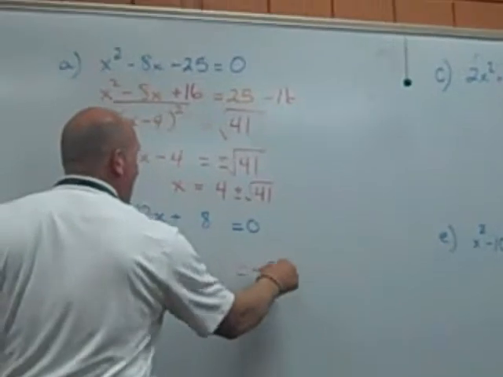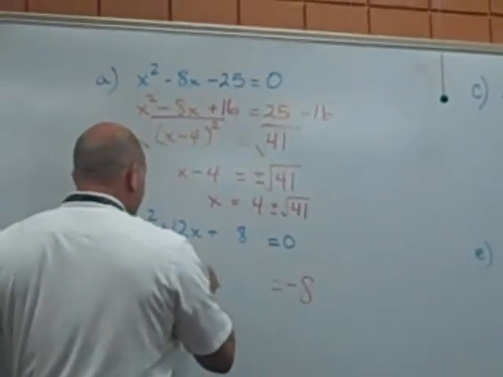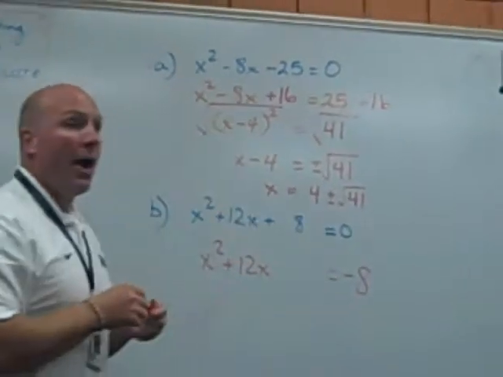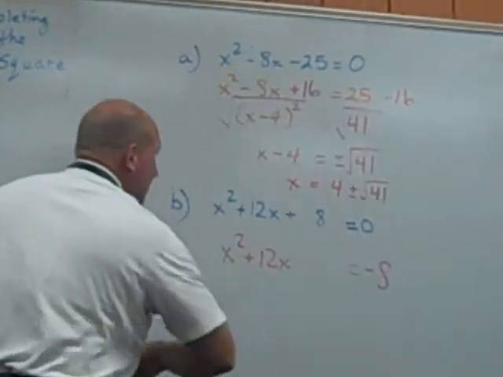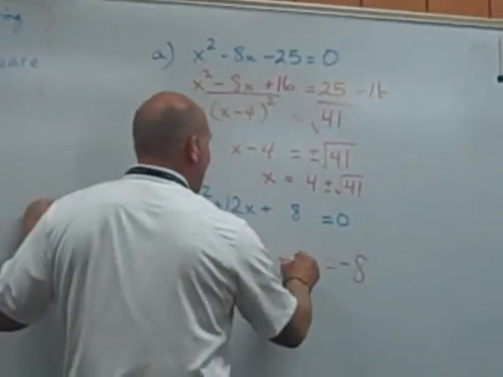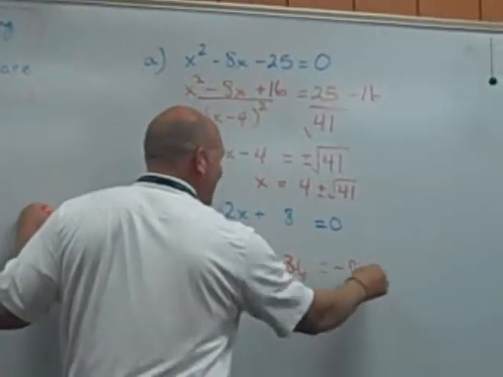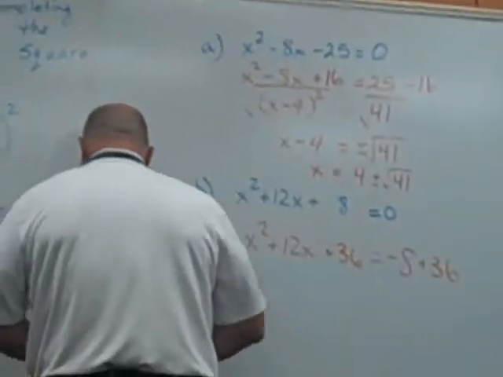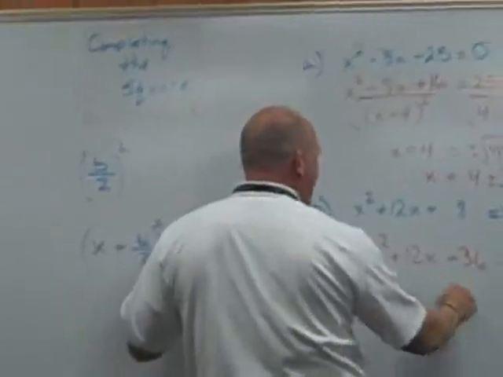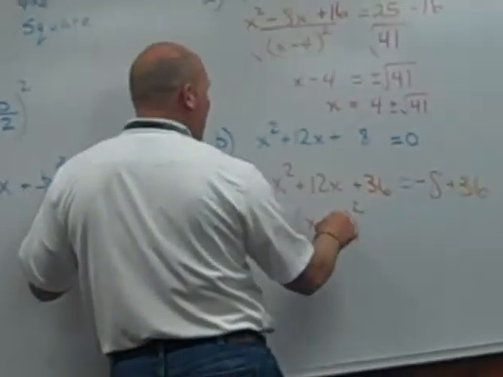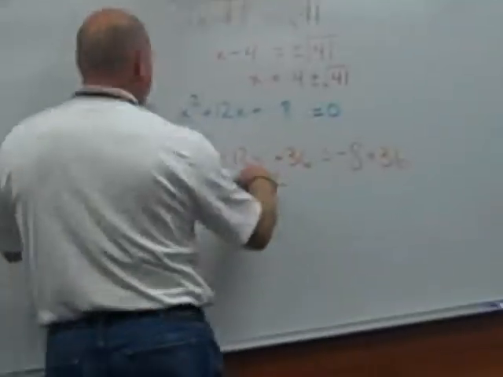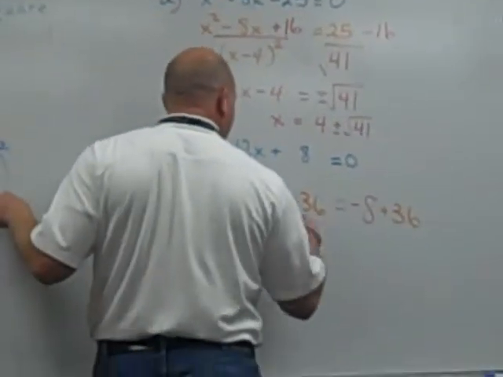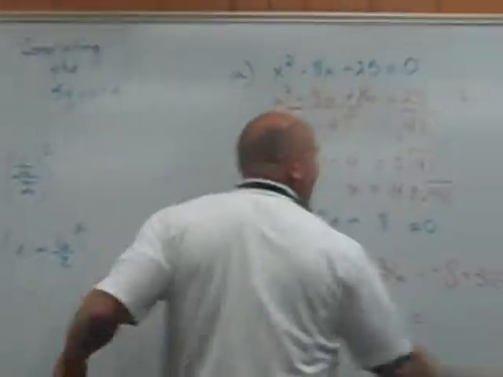So throw it over. Go. 36. Jinx. Keep going. X plus 6. Take your B value, cut it in half. Quantity squared equals -8 plus 36 is 28.